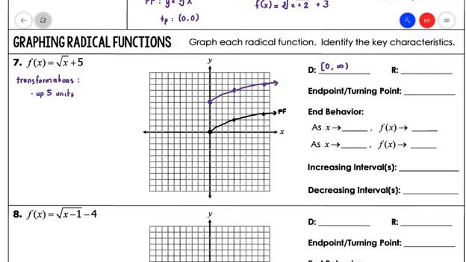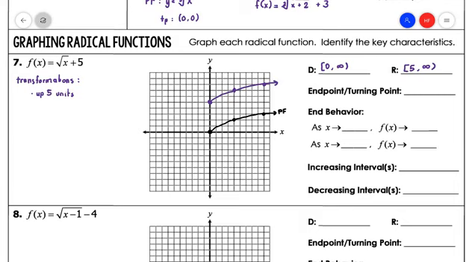And then my range. Now my range will change because I'm shifted vertically. I moved up 5 units, so now my range doesn't go all the way down to 0. Now it only goes down to 5, and it will still continue to go up toward infinity.